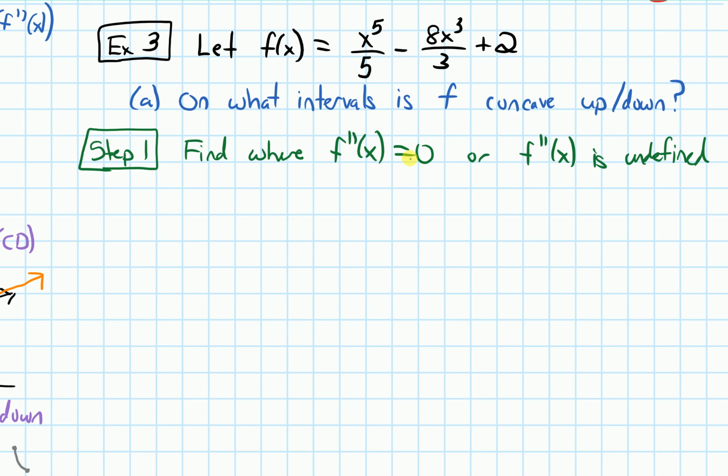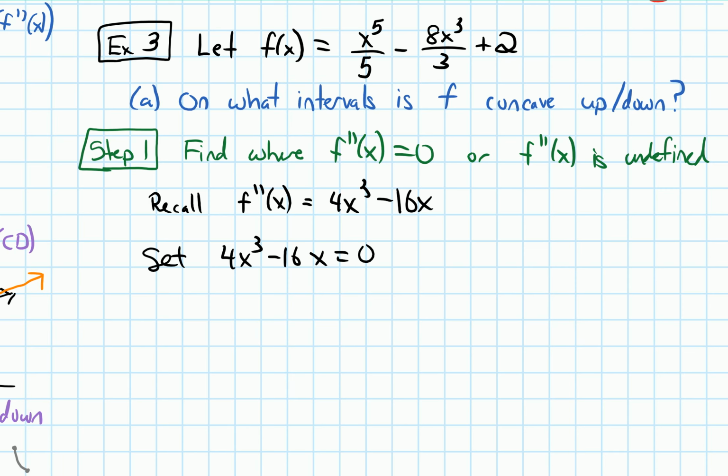So the second derivative of this, recall, was equal to 4x cubed minus 16x. Okay, so we need to set that equal to 0. So set 4x cubed minus 16x equal to 0. And we're also going to figure out when it's undefined. So 4x cubed minus 16x, when is this undefined?